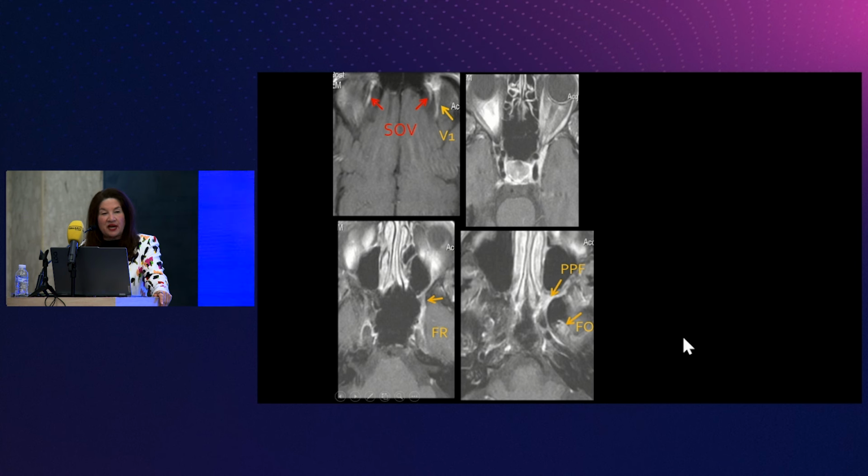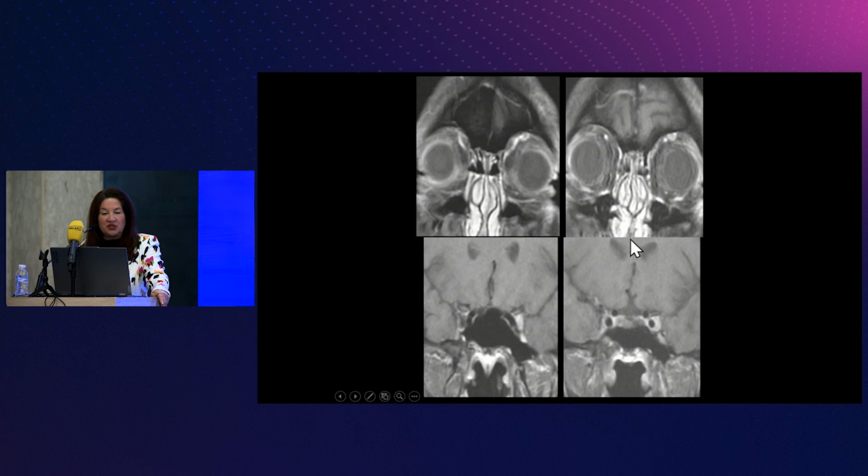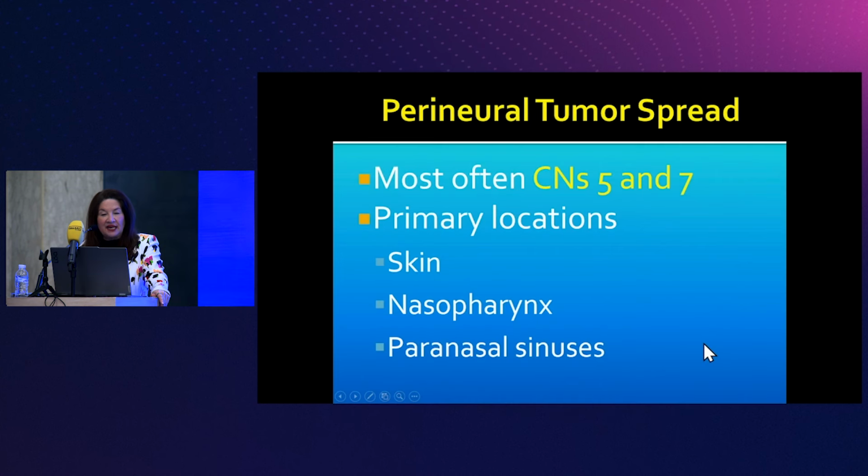And remember what I said, right? The motor branch for the muscles of mastication comes off of V3 underneath the skull base. And if you were astute, you would have also seen the denervation of the left muscles of mastication. So here you'll see the coronal image, perineural tracking on V1, taking you back through the superior orbital fissure to the cavernous sinus, and then you'll see tumor in foramen rotundum, and this is perineural tumor spread.